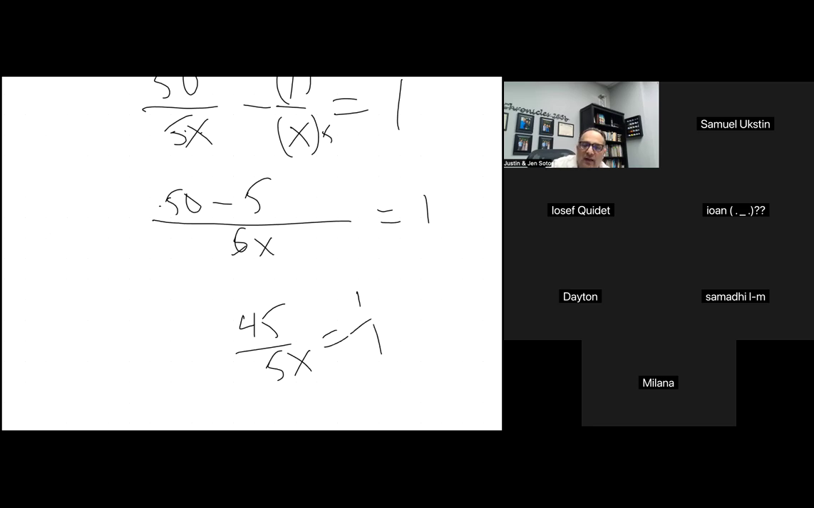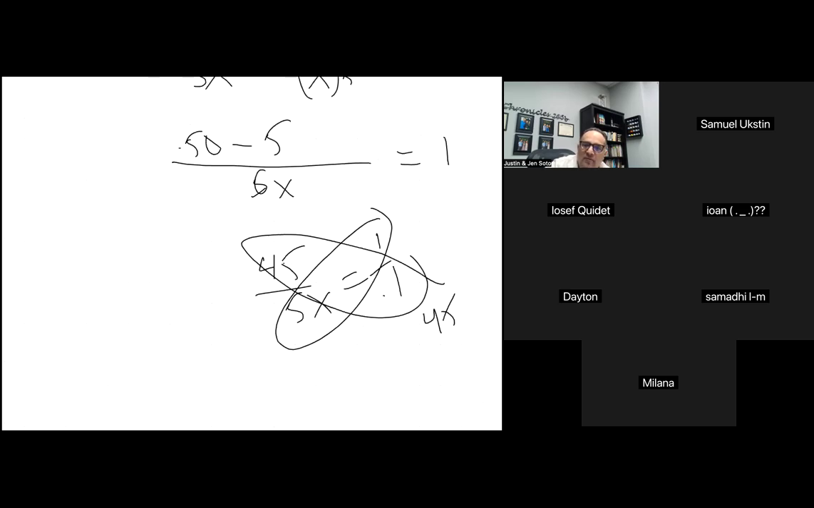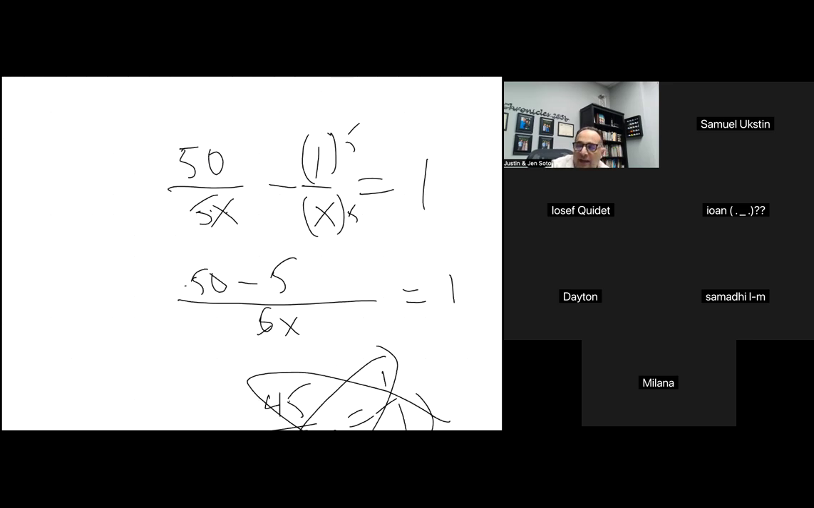Cross multiply. 45 times 1 is 45. 1 times 5x is 5x. Divide by 5, divide by 5. X equals 9. There's your answer. That's by combining like terms.